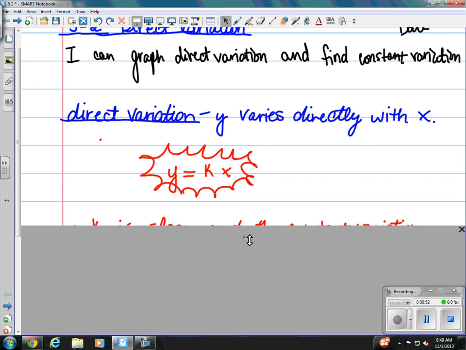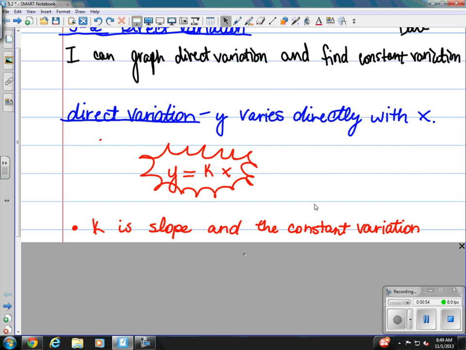And for today, k is going to be our slope and the constant variation. I know in our previous video we said slope was m, and for slope-intercept form, slope will be m. But just for today, where we're looking at variation, it's the variable k. And just remember that it's just a variable. Variables can change, okay? So k is our constant variation, and it's also our slope.